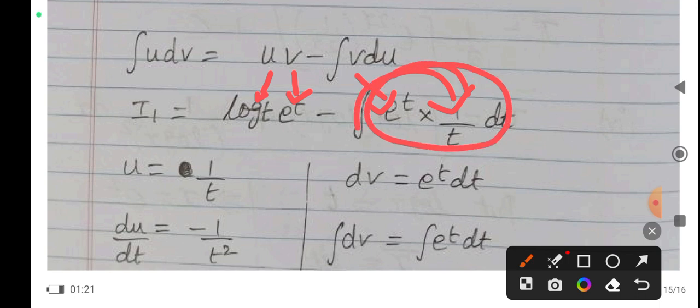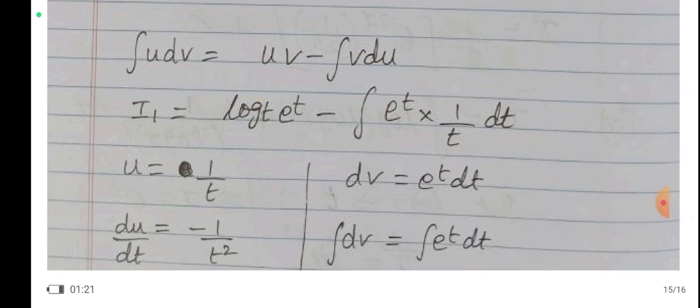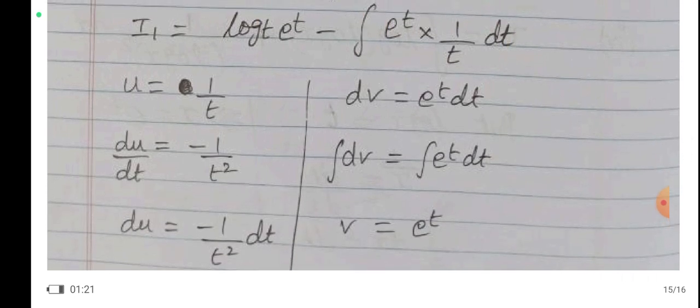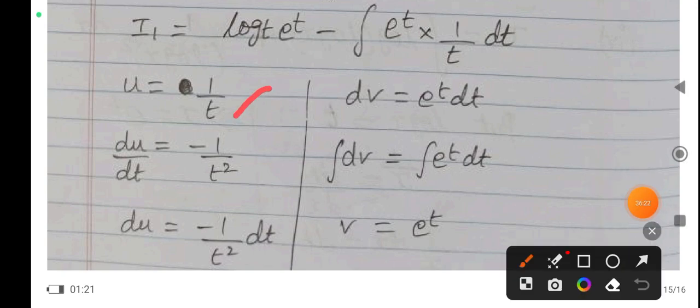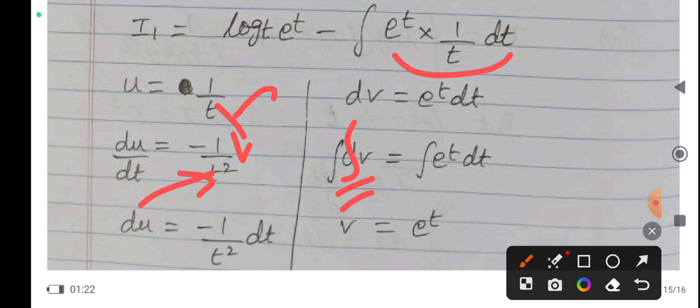So the e power t times 1 by t we are going to integrate again. So how are we doing it? U as 1 by t, dv as e power t dt. So 1 by x differentiation is minus 1 by x square. So du by dt is minus 1 by t square. Division dt goes with the sign of multiplication. So integral dv, we are integrating the dv, it's nothing but v. E power t integration is e power t.